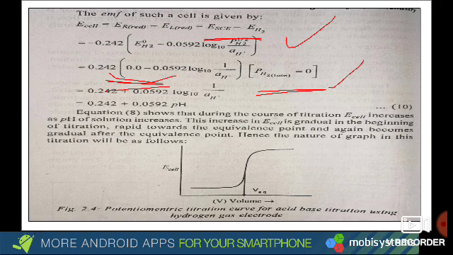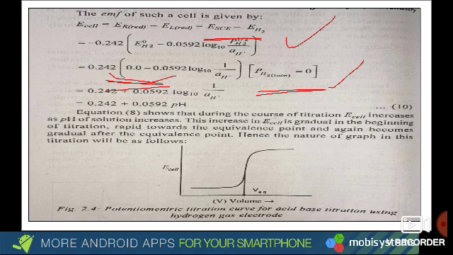So this equation shows that during the course of titration, the EMF increases as the pH of the solution increases. So the E cell, that is the EMF of the cell, increases gradually in the beginning of the titration, and becomes very fast or rapid towards the equivalence point, and again becomes gradual, because again there will be no change in the pH of the solution. So again it will become constant. Hence the nature of the graph in this titration will be as follows.